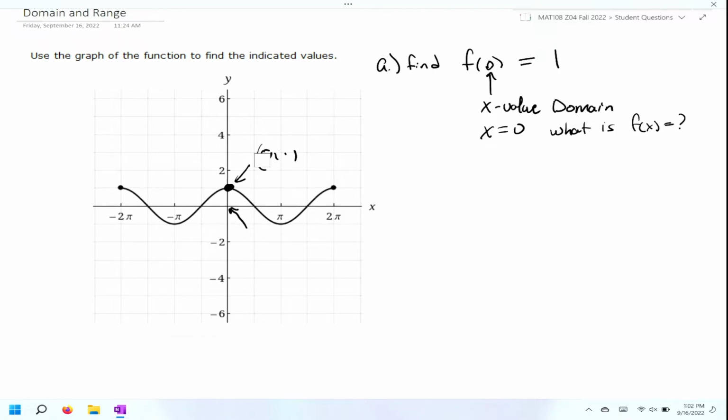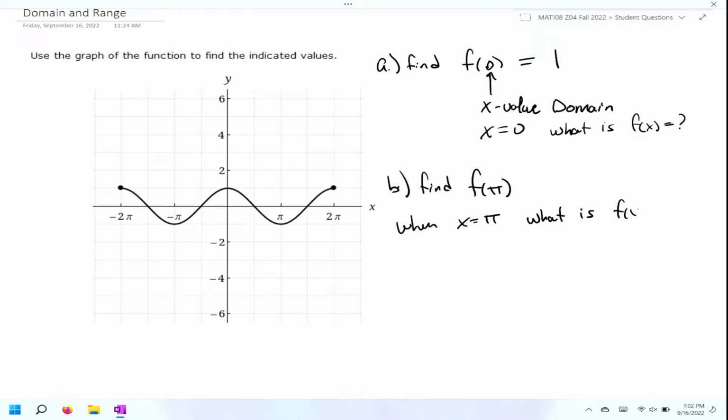All right, let me erase. Let's go ahead and do part B. Part B is find f of pi. Once again, what this is really saying is, when x equals pi, what is f of x equal to? So we come to pi, which is right here. That's where the x-axis is. That's pi. And notice, here's our graph right there. That's the point, so this is the point pi comma negative 1. So when x equals pi, f of x equals negative 1. So there's part B.